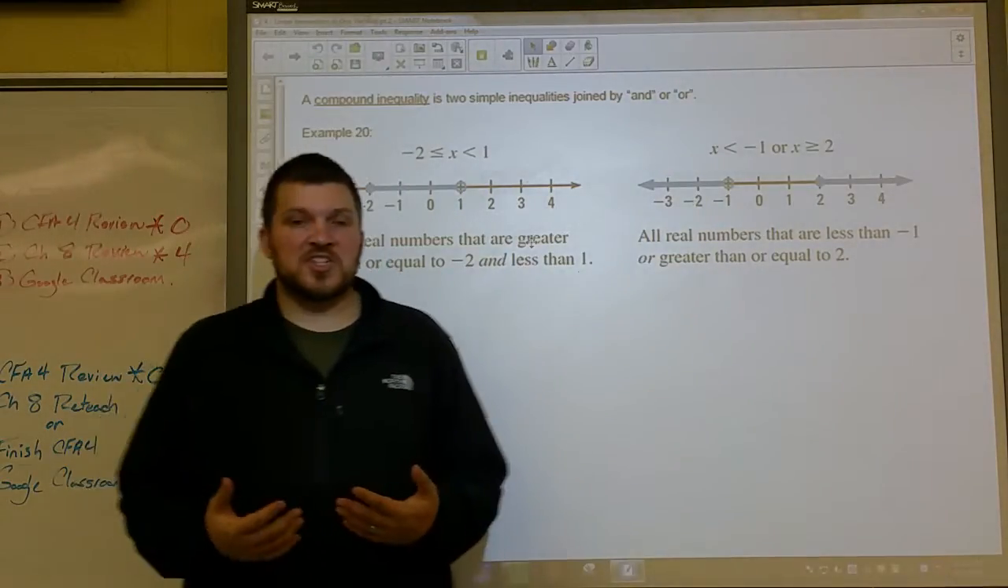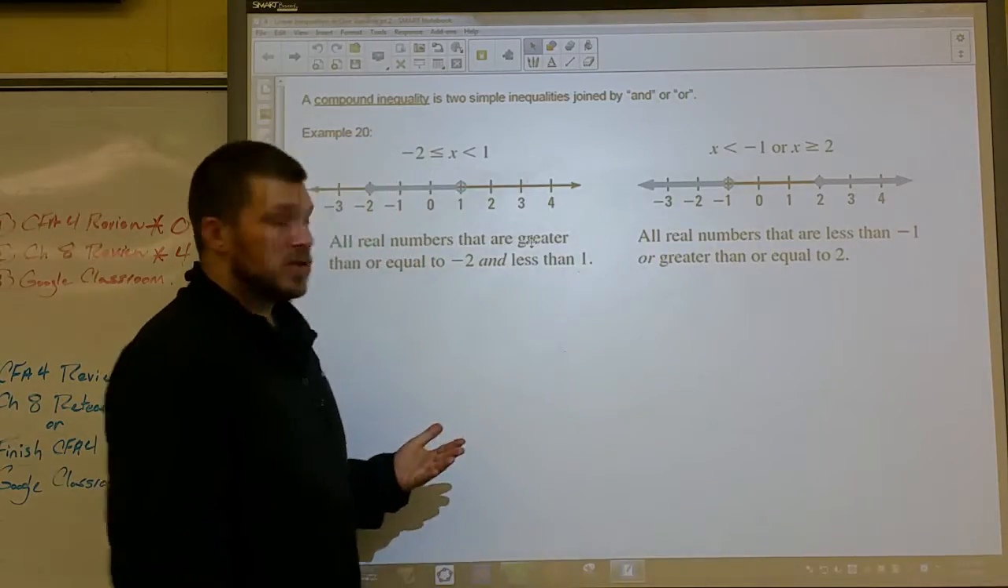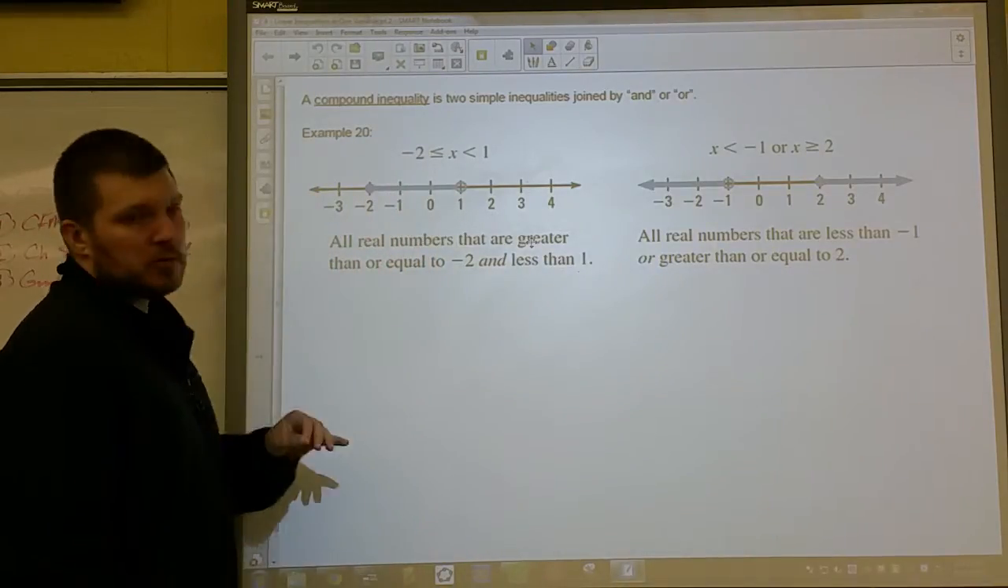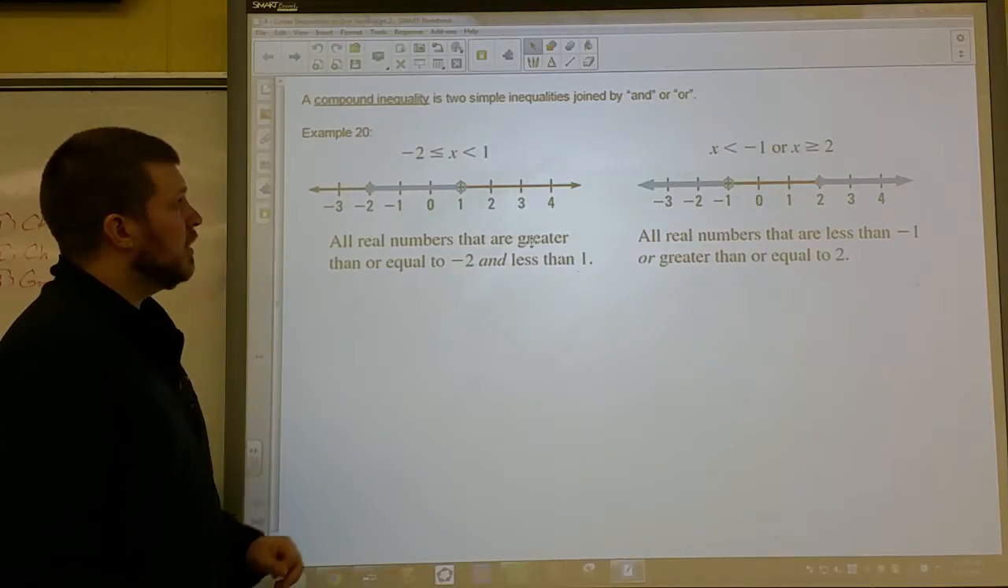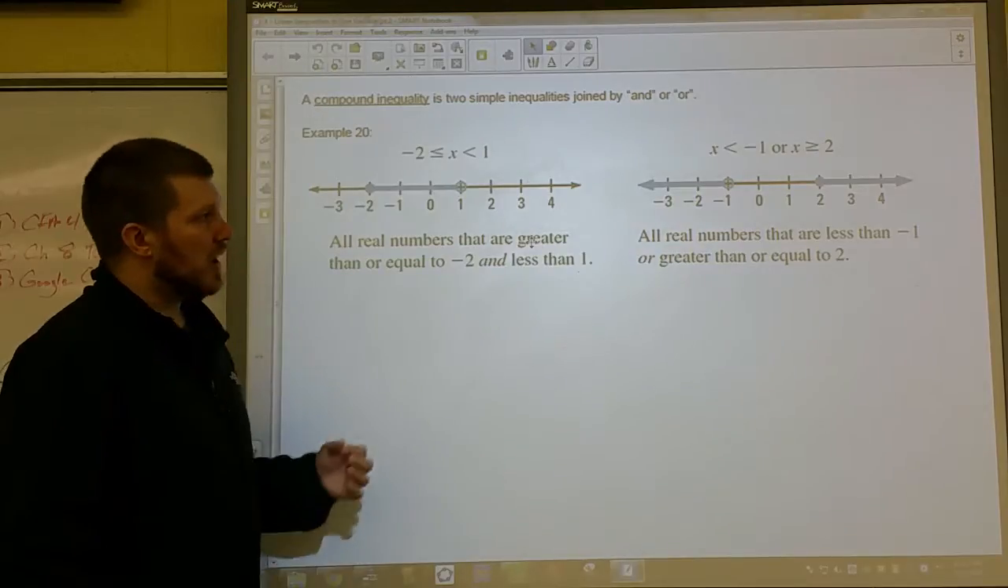Okay, so this is the second part of our series on linear inequalities in one variable, and so still maybe a little bit of review. Here we're going to start off by talking about a compound inequality, which is simply two simple inequalities that are joined by the words and or.